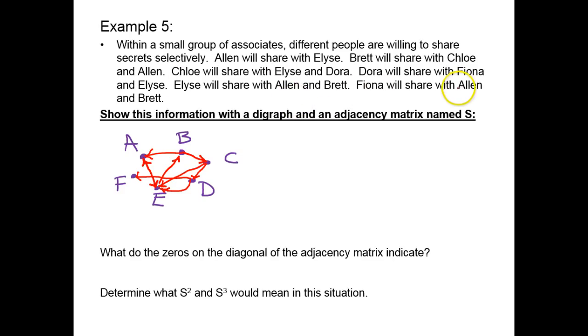Okay, Fiona will share with Alan and Brett. So Fiona will share with Alan and Brett. Okay, I wish I had made that a little bit bigger. Alright, so now we need to make a matrix representing this. So this is going to be a 6 by 6 matrix.